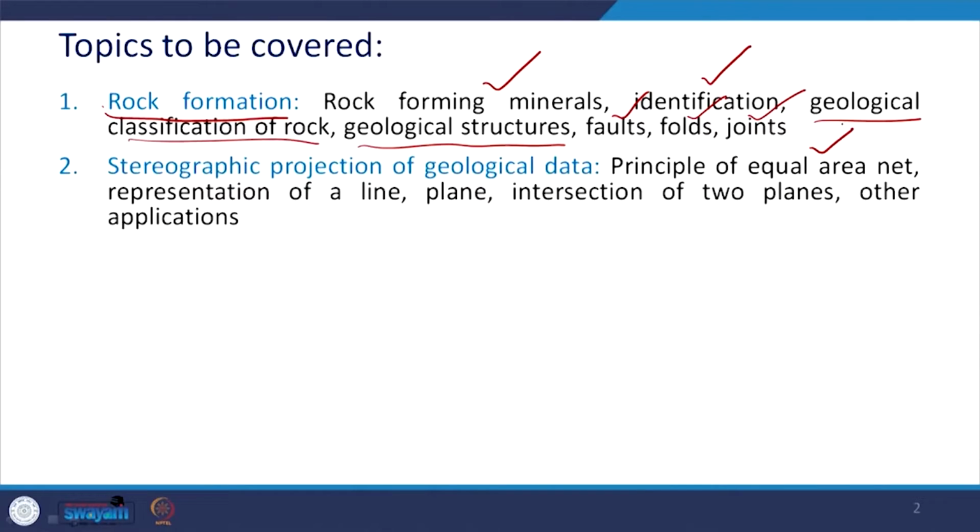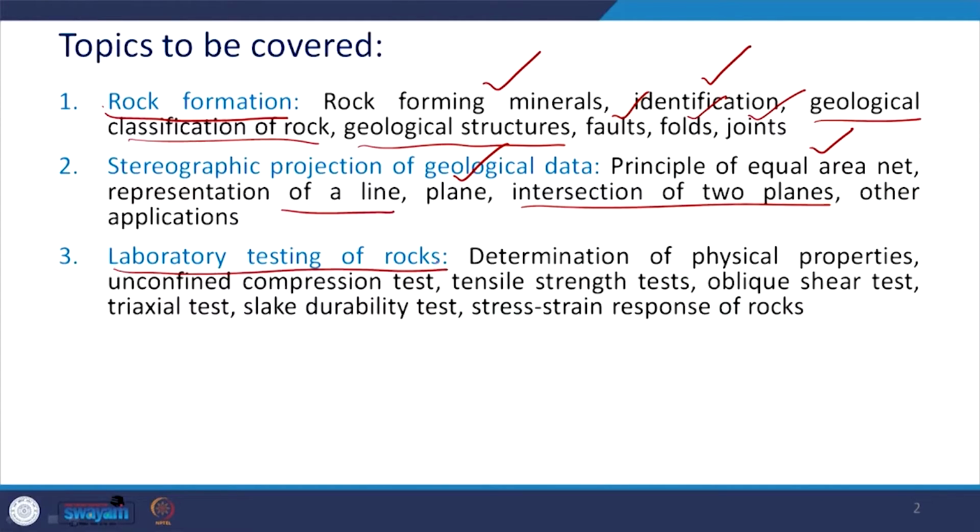Coming to the next one, after rock formation we will discuss the stereographic projection of geological data. Why it is required and how it is done will be discussed in this chapter. Some of the components we will discuss are the principle of equal area net, how we represent a line that exists in three dimensions in 2D form, and how we represent a plane. Then the intersection of two planes and other applications, like where we are going to need the stereographic projection of geological data. All those things will be discussed in this chapter.